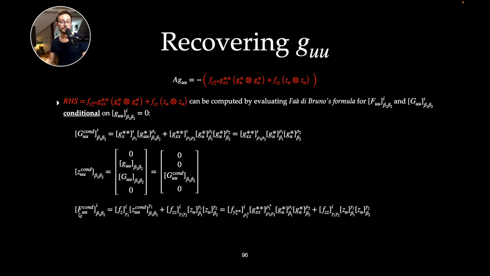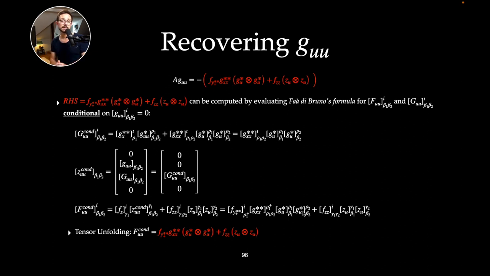And now Faà Di Bruno's formula for FUU was this guy over here. And now I'm conditioning because I don't have it yet. I don't have GUU yet. So I can plug in my ZUU, right? This is this expression here. And you see that not the previous states, not all, but only the jumper variables. So derivatives with respect to jumper variables are relevant. So this is FY plus double star times GXX, GU, GU, GXX, GU, GU, plus the terms that are available from the first order approximation. And this is exactly, if I unfold this, the right-hand side of that equation.